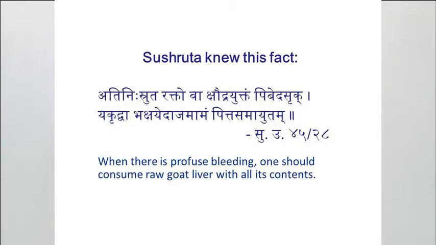Now, after telling this, I propose that we should tell our students that Sushruta also knew this fact. Sushruta, who lived around 600 BC, has documented this very same fact in his compendium called Sushruta Samhita, and he says that Ati nisruta raktova kshaudra yuktam pibed asrak yakritva bhakshayet ajam amam pitta samayutam. When there is a profuse bleeding, one should consume raw goat liver with all its contents. This is what he has described, and rather the earlier discoveries that I mentioned by Minot, Whipple and Murphy are actually the rediscovery of what Ayurveda has already described. This is the first approach.